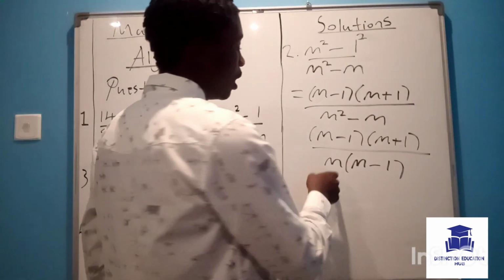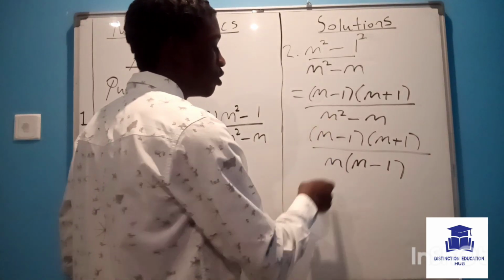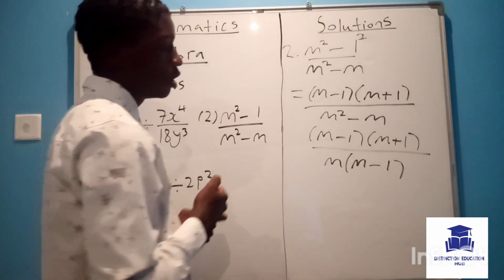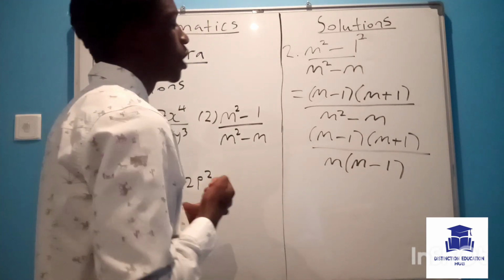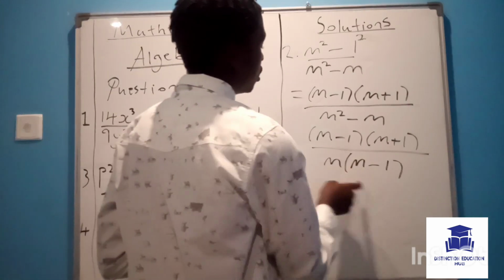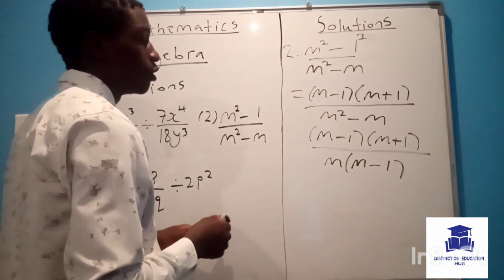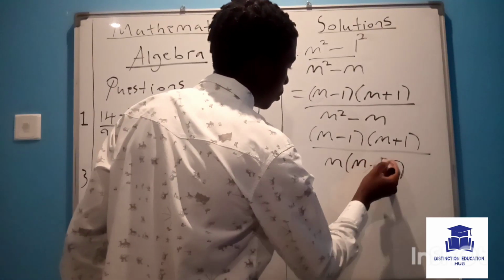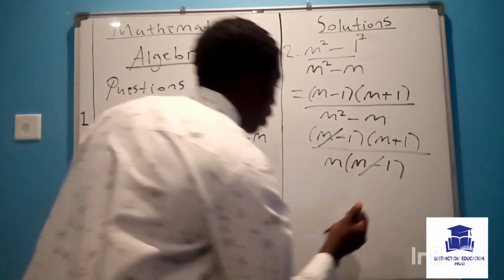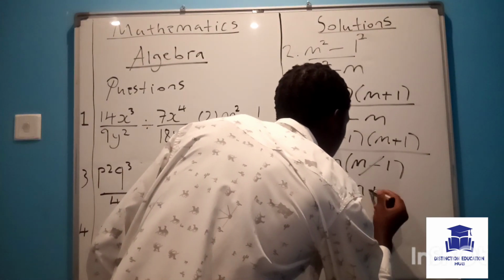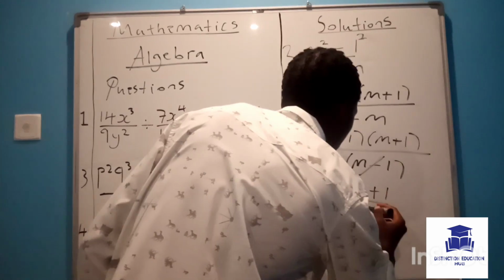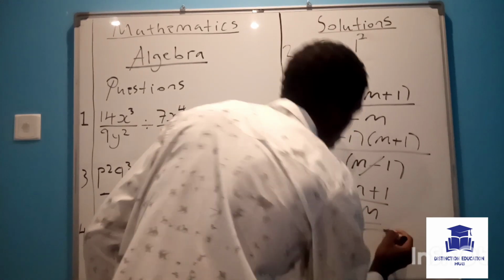When you multiply M times M, you get M squared. When you multiply M times negative 1, you get negative M. Then you cancel out the like terms. Which ones are the same? M minus 1 is the same as the M minus 1 on top. You cancel. Then you remain with M plus 1 over M. And you get your answer.